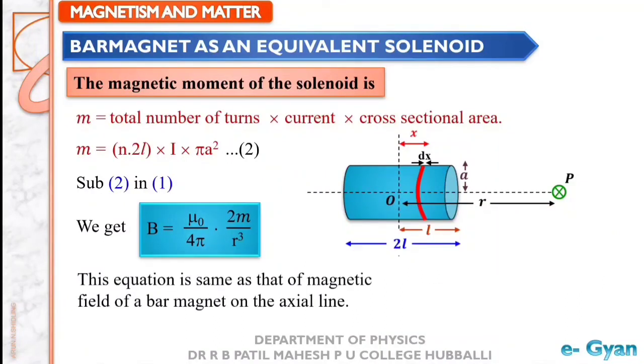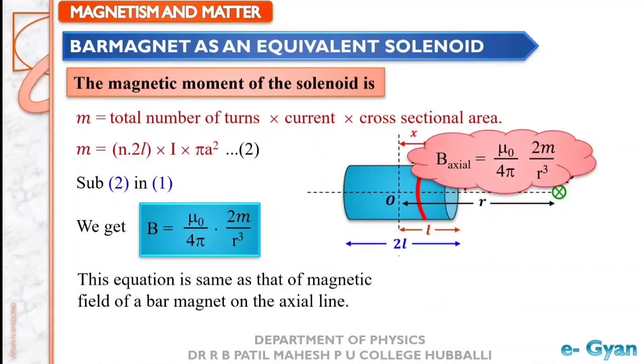This is similar to that of the magnetic field due to a bar magnet on the axial line, which we have studied in the previous chapter. So you can see that we have proved that a bar magnet is equivalent to a solenoid, and the field of a solenoid is similar to that of a bar magnet.